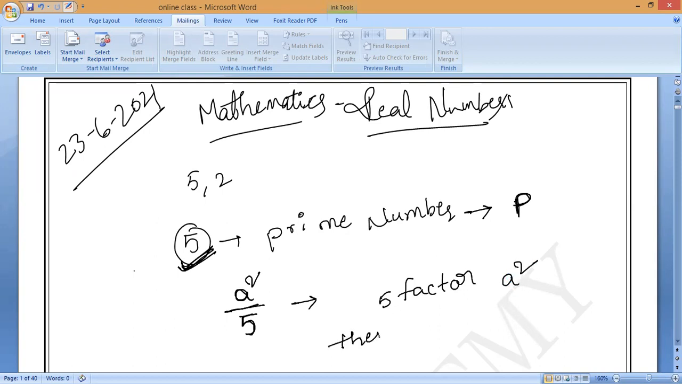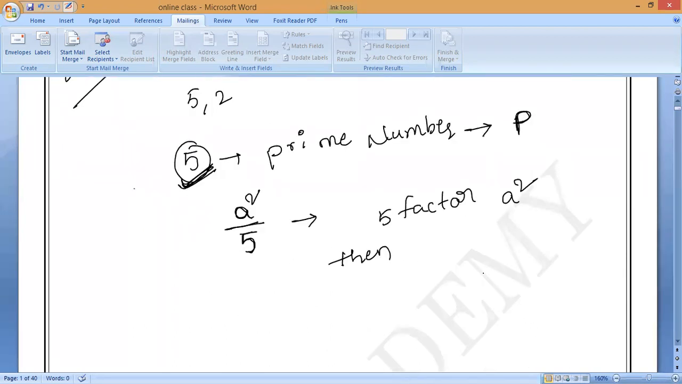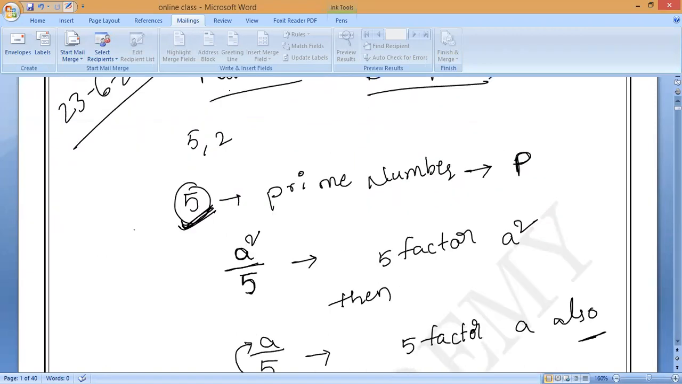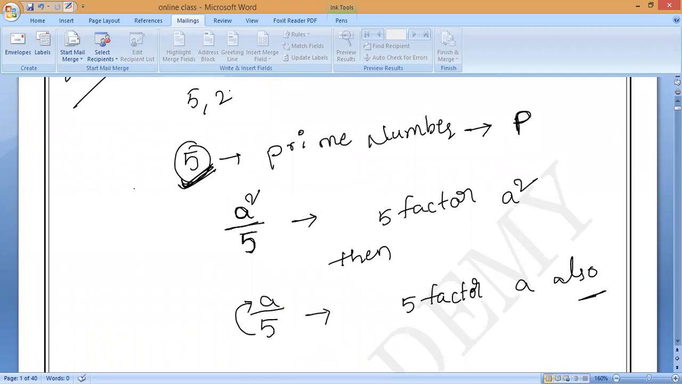Then 5 divides A also. It means 5 is a factor of A. 5 is a factor of A also. All of you remember this statement? Proof is not required. Okay? Only statement is important. Like 5 is our prime number. 5 divides A square. It means 5 is one factor of A square. Then 5 is one factor of A also. Do you understand? Only statement is important. Yes, ma'am.